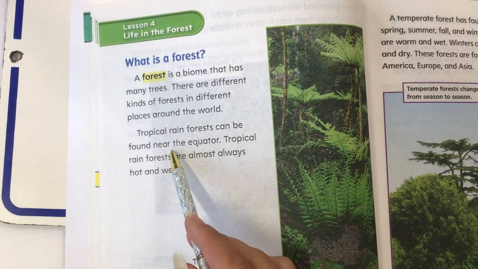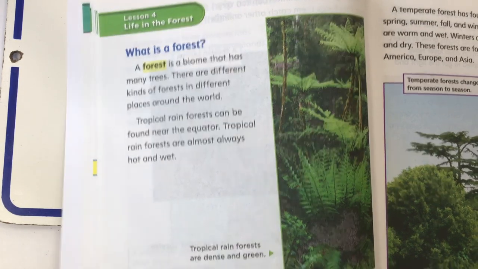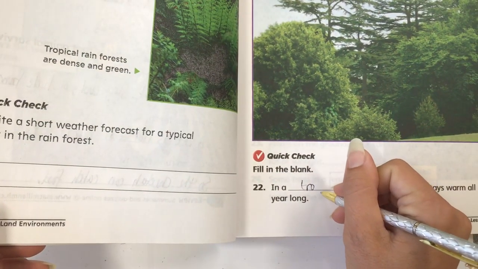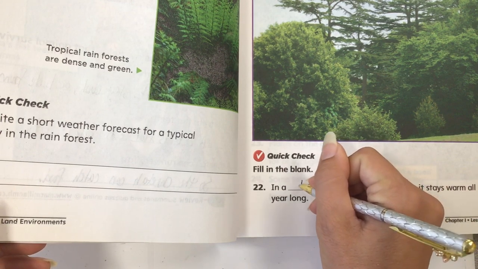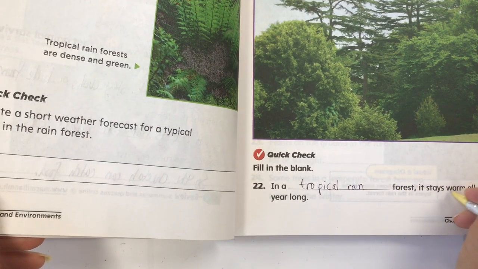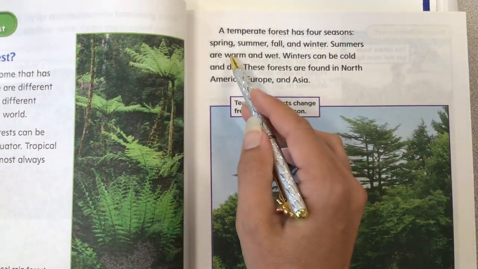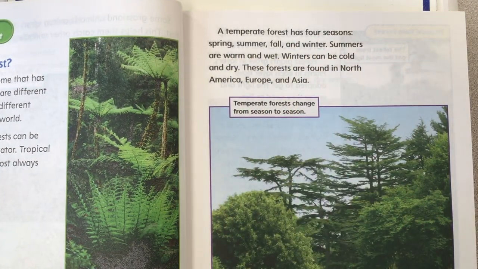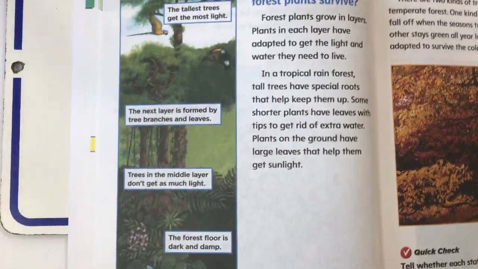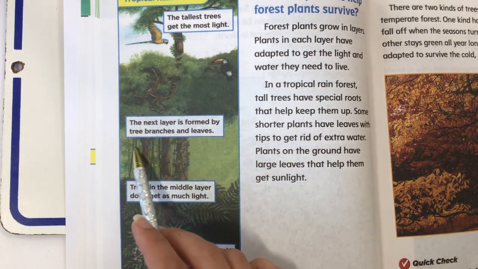Fill in the blank. In a blank forest, it stays warm all year long. So let's go back over here, and it says, the tropical rainforest is found near the equator and it's almost always hot and wet. So another word for hot would be warm. So we are going to say that in a tropical rainforest, it stays warm all year long, because here in the temperate forest it says that it can be warm and wet, and then here it says cold and dry, so it's not warm all year long.